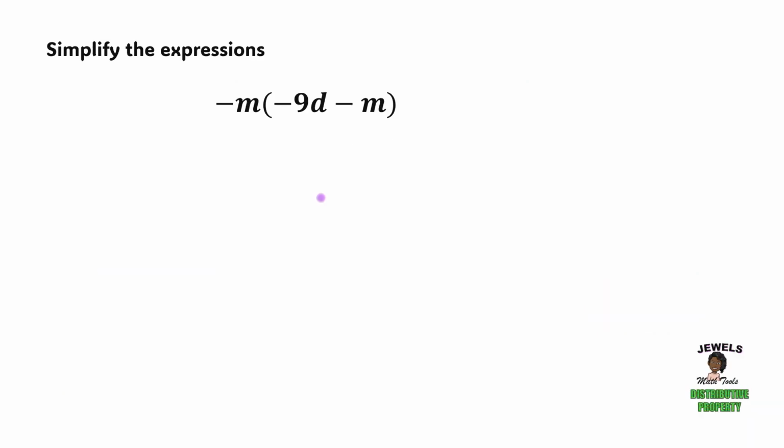Okay, so in our session today, we're applying our distributive property. And remember that in applying your distributive property, that means that your term outside of your parentheses is multiplied to everything inside of the parentheses. So let's get started. So my negative m will be distributed to my negative 9d. So negative m will be multiplied to our negative 9d. And then negative m will also be multiplied to my m.